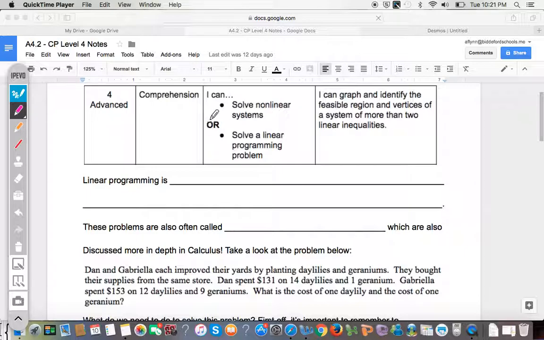So I can solve nonlinear systems, which we are not going to focus on now. We need a deeper knowledge of quadratics, which we will get to in A8 later in the year. So we'll focus on solving a linear programming problem. Okay, so with a little bit of practice, you will be able to do this along with these notes. So let me get prepared here.